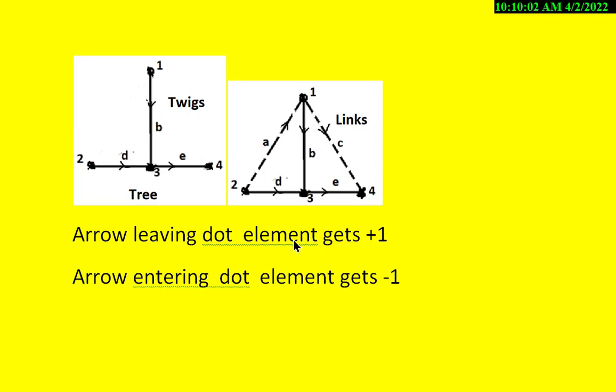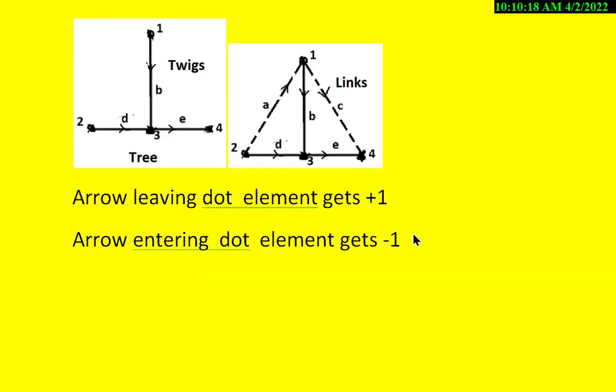An arrow leaving a dot element will get the positive sign, whereas an arrow entering the dot element gets the negative sign, minus 1, in the Cutset matrix.